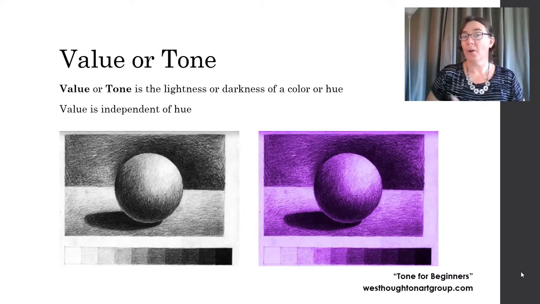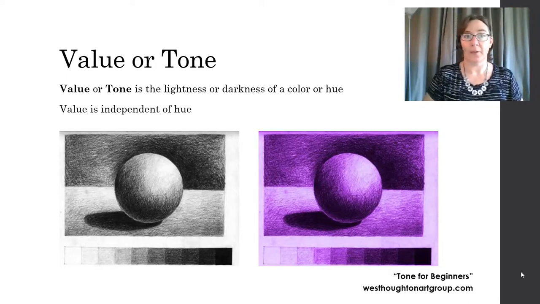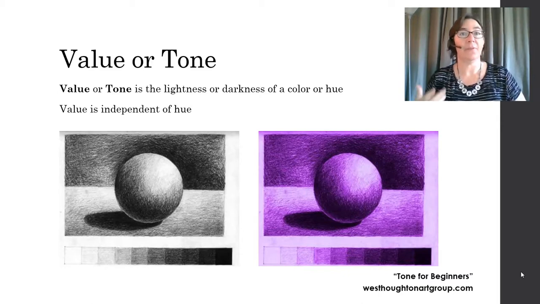So value or tone, those are two very similar terms, is the lightness or the darkness of a color or hue. Now in this class specifically, we are only covering black and white, drawing and sketching. But just so you know, value is actually independent of hue.